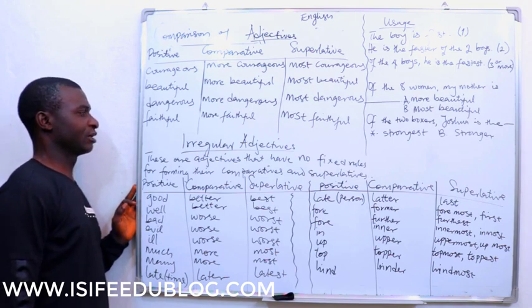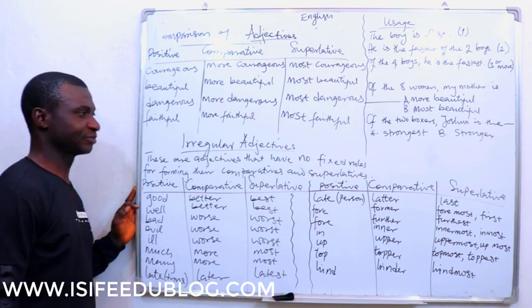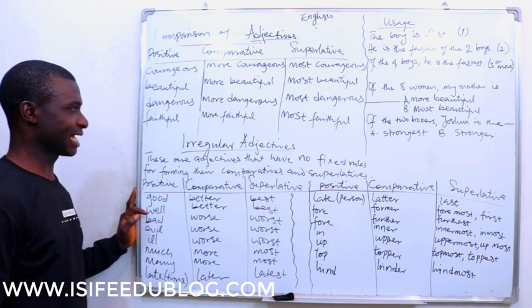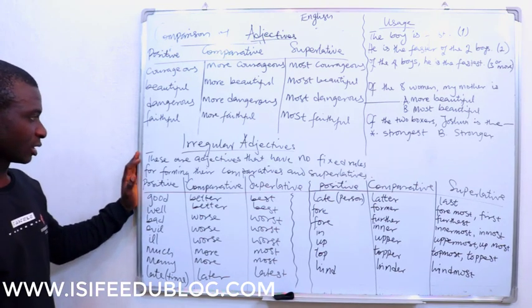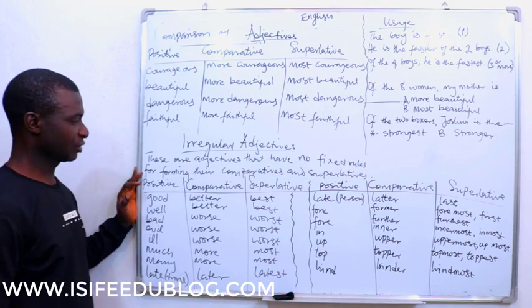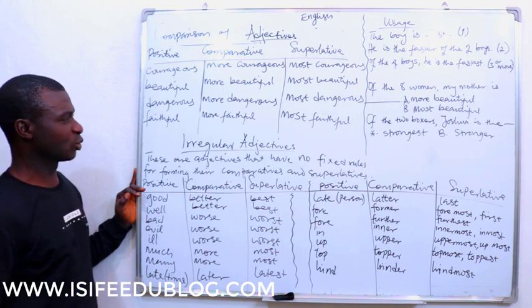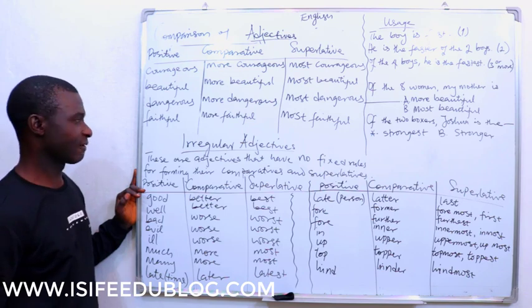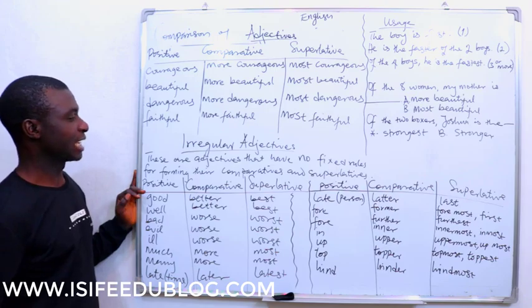He married three wives, but his last is the most faithful of the three. Alright? His last wife is the most faithful of his wives, when the wives are three or more. But if we're just looking at two wives, the second wife is more faithful than the first. Okay, irregular adjectives now.